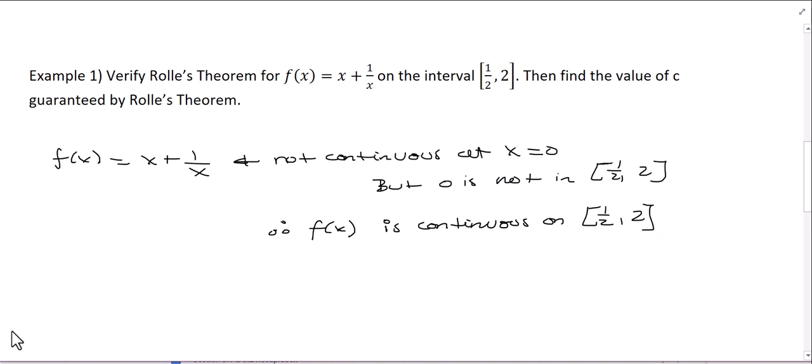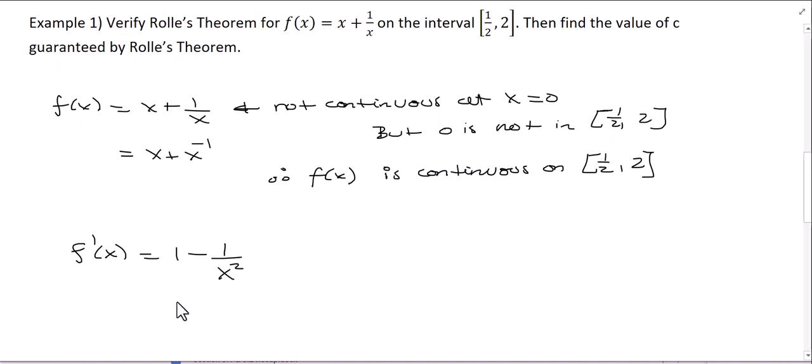Now, is it differentiable on the open interval 1/2, 2? So let's look at the derivative. F prime of x is, what is this? F of x is x plus x to the minus 1, so we can use the general power rule. So it'll be 1 minus, bring the minus 1 down, x to the minus 2, so minus 1 over x squared is the derivative.